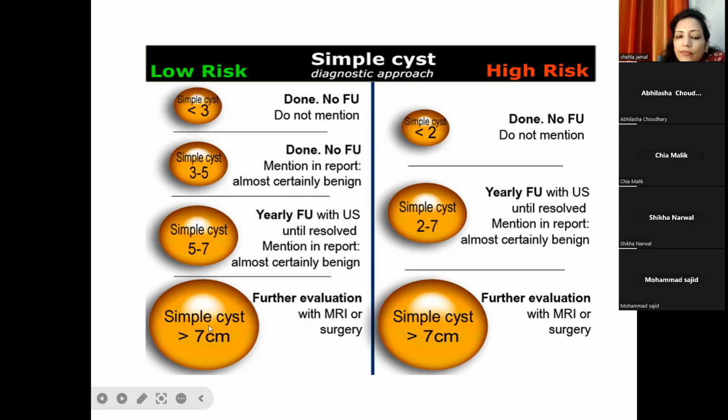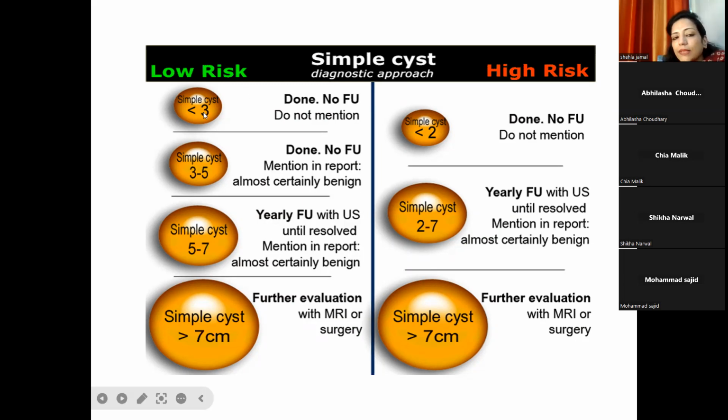And if a simple cyst, however benign or simple it is, if it is more than 7 centimeter, then you evaluate such a cyst with further investigation like CT scan or MRI, or you can directly go for surgery in such cases. High risk patient agar hai, we'll skip this. So I hope this particular diagnostic approach is clear because I don't want to confuse it with high risk over here. So let's revise.